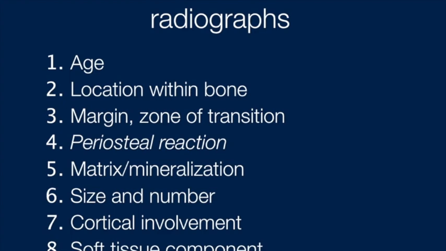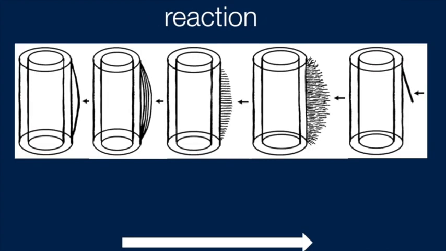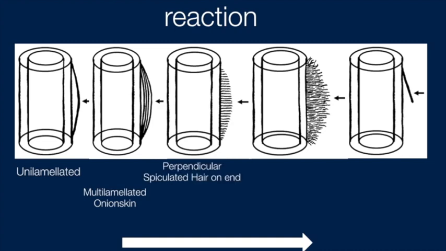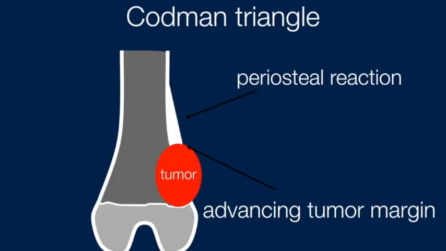So after margin of zone of transition, you move on to periosteal reaction, how the bone is reacting, and again from left to right, increasing aggressiveness. So the first lesion on the left is the unilamellated and well-defined periosteal reaction, and then you get the onion skin, multiple layers, more aggressive, perpendicular, spiculated, otherwise known as hair on end, more aggressive, sunburst appearance, and then finally the most is the elevated Codman triangle, where the lesion actually elevates the cortex.